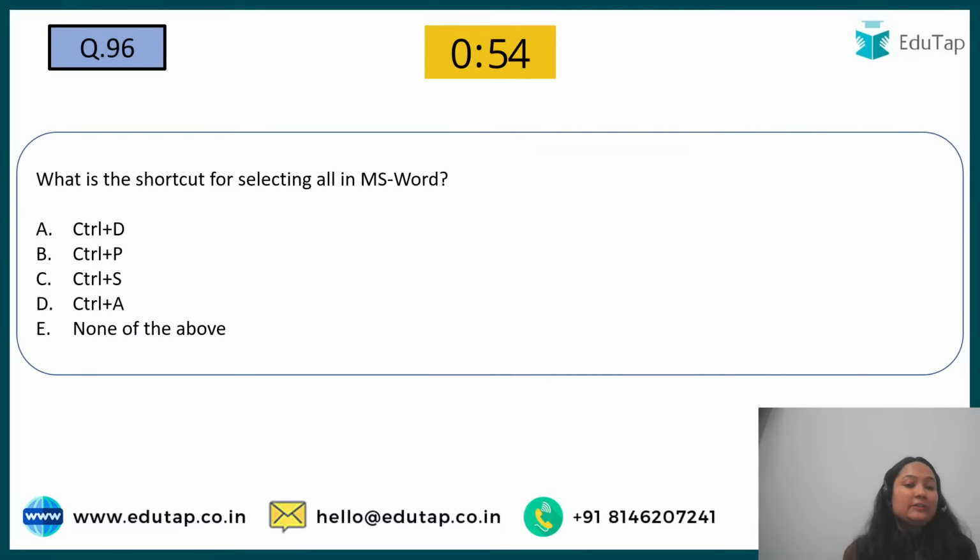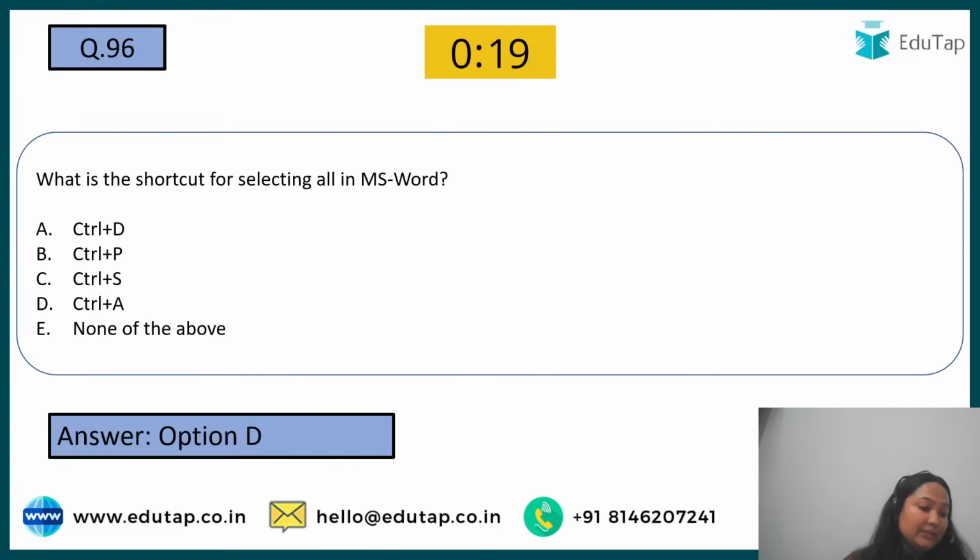What is the shortcut for selecting all in Microsoft Word? Very easy question. The shortcut we use a hundred thousand times. Let me know what the correct answer will be. Will it be Control D? Control P? Control S? Control A? I don't want to see even a single incorrect response in this one, because Control C, Control P are very common. Yes, Control A is a very common shortcut for selecting everything. Option D will be the correct answer.